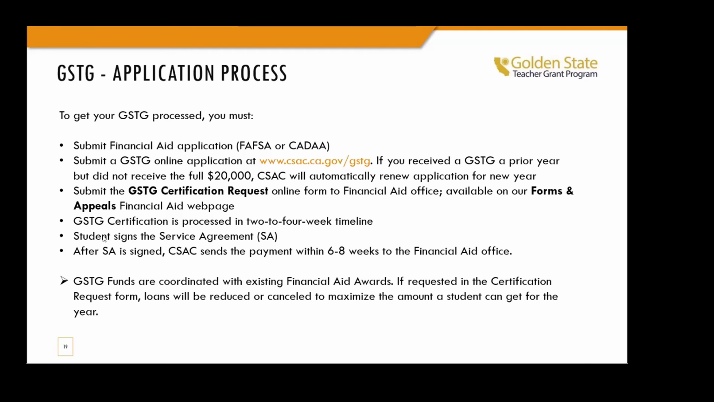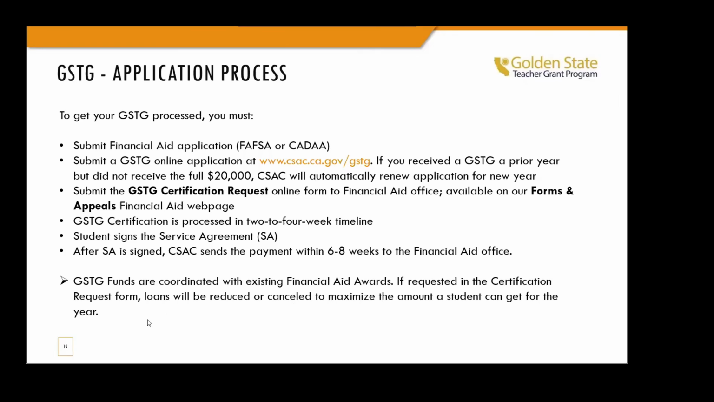And then GSTG certification is processed in 2 to 4 week timelines, or in a 2 week forward timeline. And then once it's processed, you sign the service agreement online, and this will be signed on the CSAC website. So you will be contacted once we certify your application. And then after you sign your service agreement and you agree to the 4-year service in California, and that you're going to be teaching or completing your service at a priority school, then CSAC will send the payment within 6 to 8 weeks to the financial aid office.